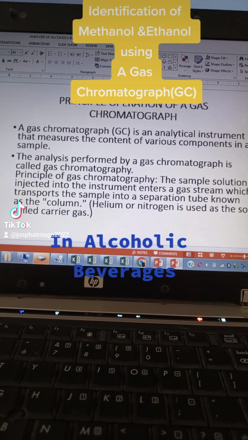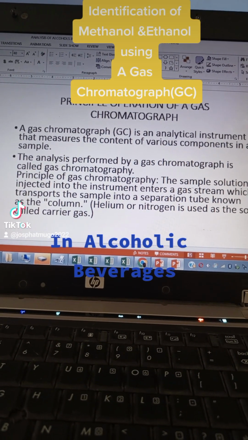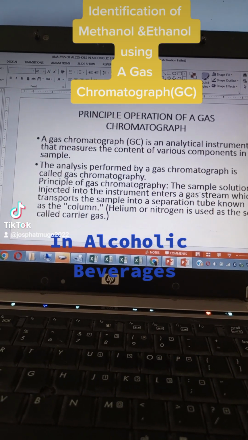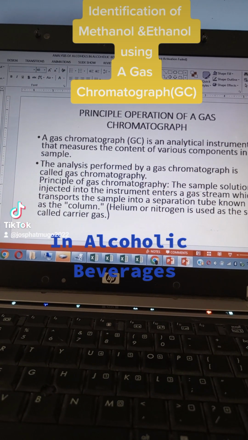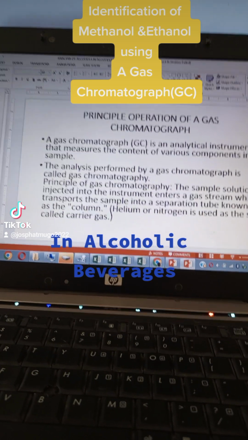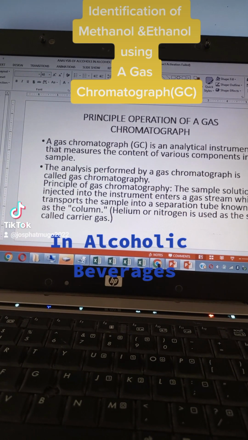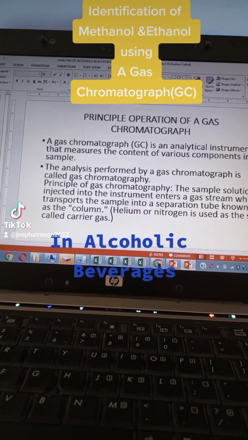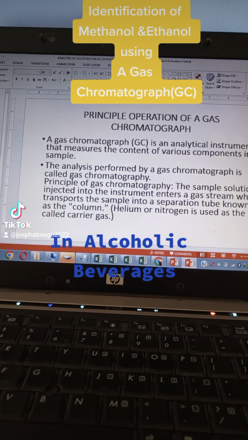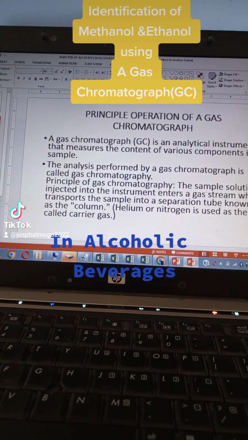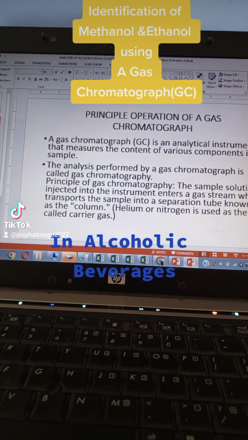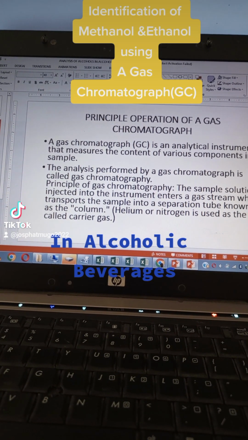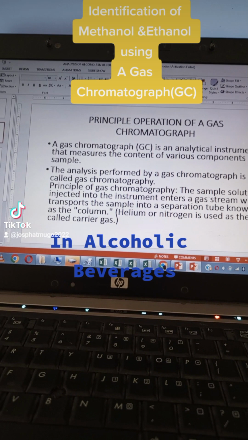What is the principal operation of a gas chromatograph? A gas chromatograph is an analytical instrument that measures the content of various components in a sample. The analysis performed by a gas chromatograph is called gas chromatography. The principle is very simple. The sample solution is injected into the instrument and enters a gas stream which transports the sample into a separation tube known as the column. Helium or nitrogen is used as the so-called carrier gas.